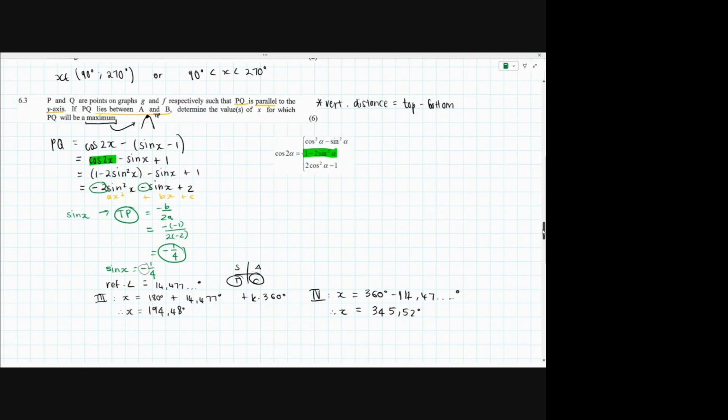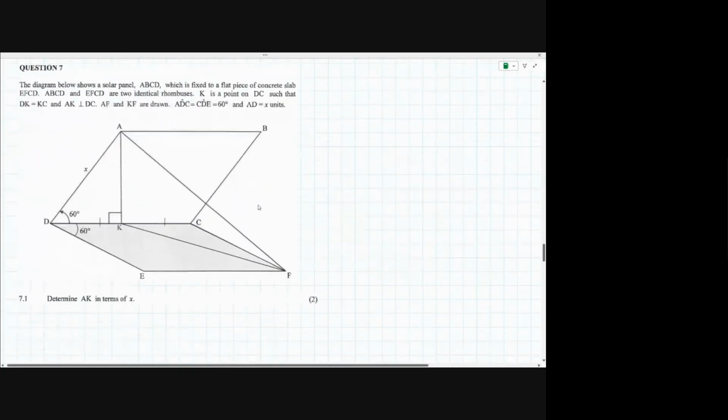Alrighty. Okay, so you can take a screenshot. I don't know if we're going to get through the full next question, but let's see how we go. Anything's possible. Okay. So this was their 3D trig question in 2019.